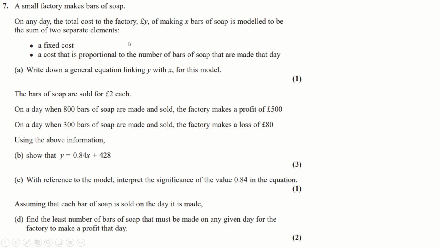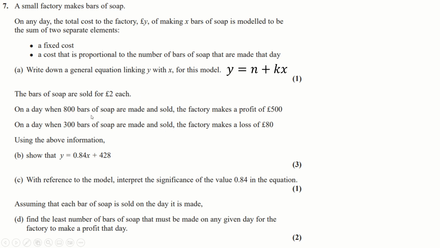Question 7 I thought was a weirdly hard question, particularly for this part of the paper and for not being worth very many marks. Initially it starts off very easy. y is modeled to be a fixed cost, so y equals some number n plus some constant k times the number of bars made that day, which they've already said is x. That's fairly straightforward. This is not as easy, because it's very easy to not get this set up right. The bars are sold for £2 each.